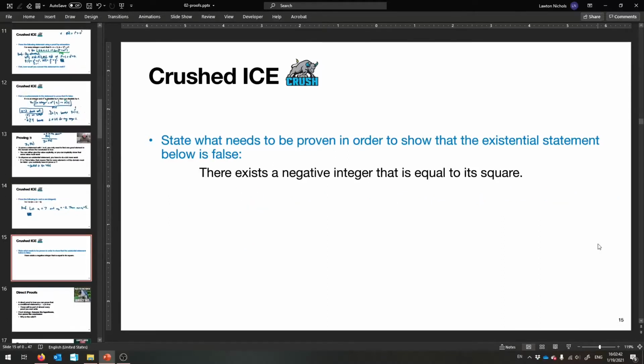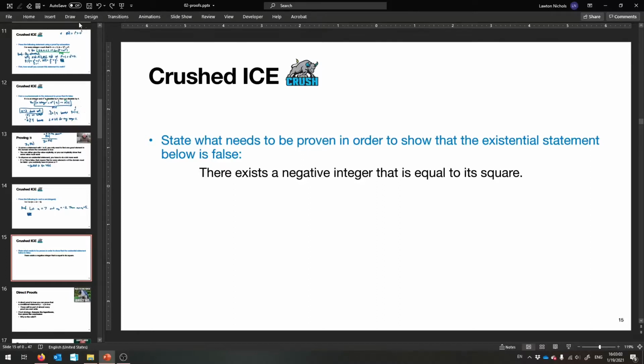Okay, so let's go ahead and give this one a shot. All you need to do is state what needs to be proven in order to show that the existential statement below is false. So you don't actually have to prove it. Just show me what you would need to prove to disprove this statement. Okay, so hopefully that makes sense. Give that a shot, and we'll come back and do it ourselves.